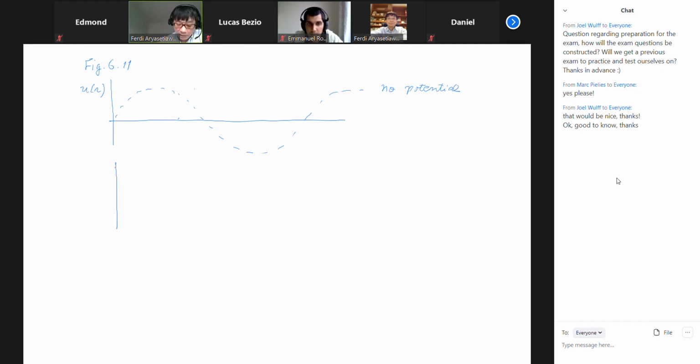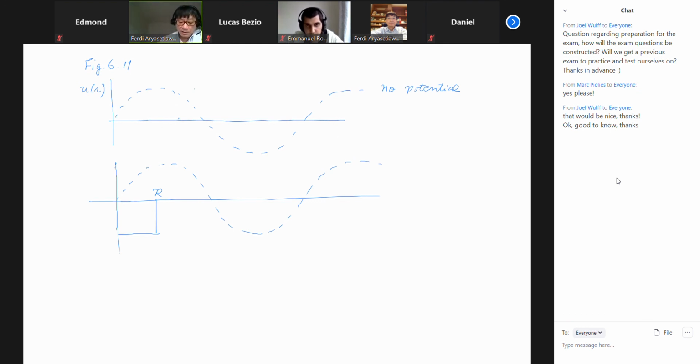Then we look at the case when we have a scattering potential. There are two cases. One case is when the potential is negative, so we have an attractive potential. So we can draw the solution out. The potential looks like that.